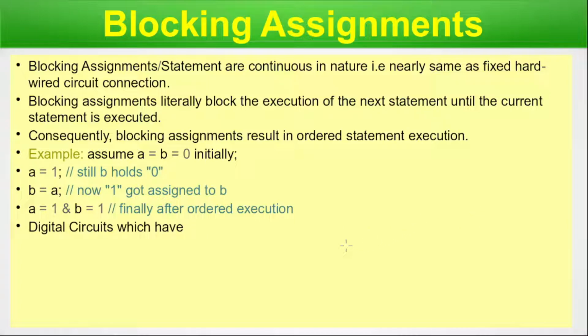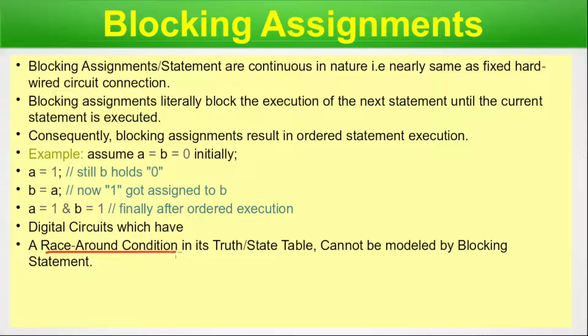Digital circuits which have a race-around condition in their truth or state table. State table is a term you will find in the .lib VLSI world, the timing lib or the Liberty file, whereas you will find the term truth table in your class textbook, the book you read in your college days. I have given both terms so that you can correlate. In case your digital circuit has a race-around condition in its truth or state table, it cannot be modeled by the blocking statement. These are some rules where you cannot use it. Later you will find out what happens if we use blocking in a race-around.